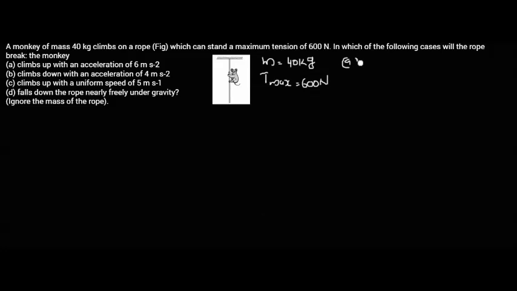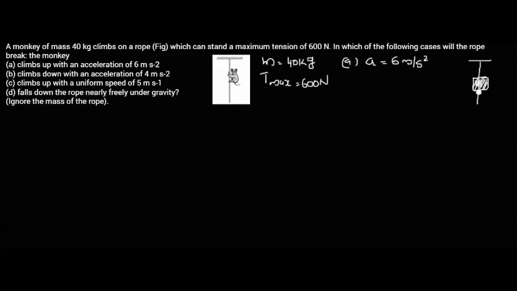First I am taking case 1. In case 1, the monkey is climbing up with an acceleration of 6 meter per second square. So let's draw the free body diagram. Before drawing the free body diagram, roughly I am drawing the given situation. Assume that this is the monkey.